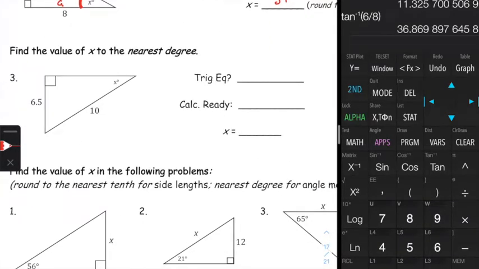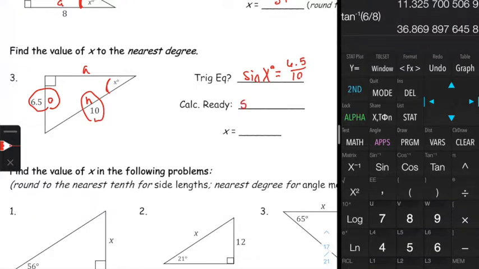All right, next one here, find the value of x to the nearest degree. So kind of the same thing here. Here's your angle. Label your opposite, adjacent, and hypotenuse. Oh, you know what? I labeled that wrong. Hypotenuse needs to be across from the right angle. So I'm going a little too quick. Hypotenuse is always the longest side or across from the right angle. And we're going to use O and H this time, so that's the sine function. That'll be sine of x degrees equals 6.5 over 10.